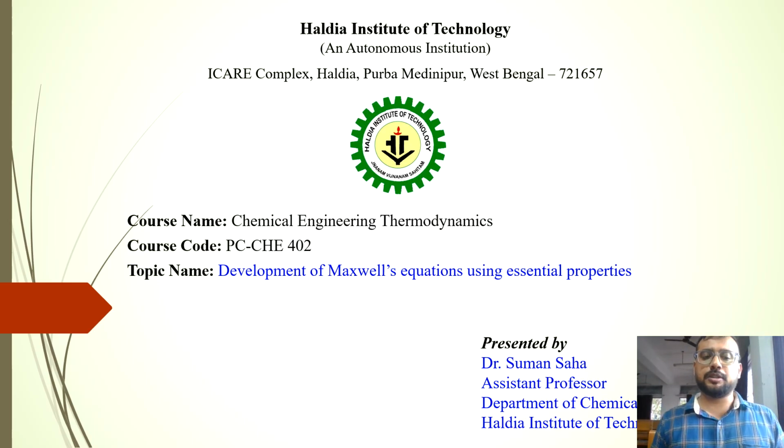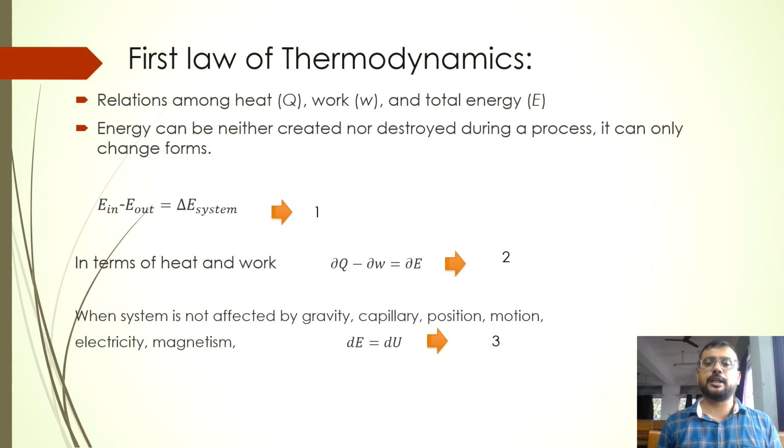And today I am going to discuss a topic under Chemical Engineering Thermodynamics, that is the development of Maxwell's equations using essential properties. Now, before analyzing the essential properties, we have to know about the classification of energies. Energy can be classified into two types: one is the macroscopic view of energy and the second is the microscopic view of energy.